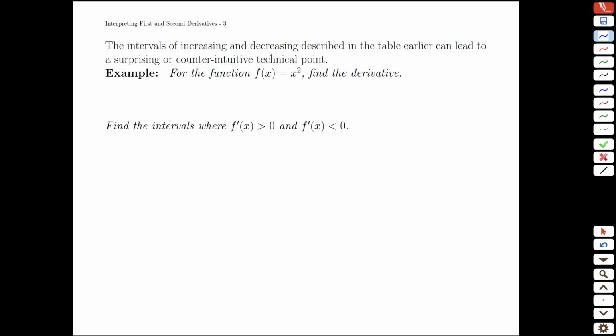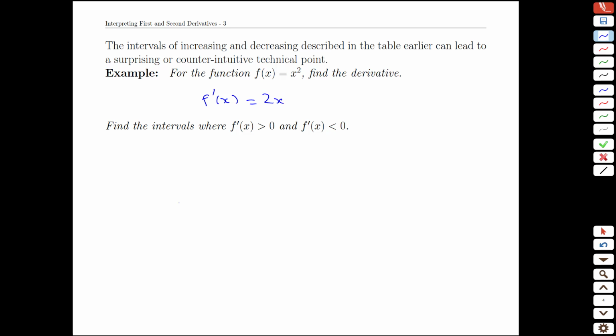Now, there is a little counterintuitive issue here at the transition points. We're just going to dive into this a little bit. Don't try to make too big of a deal of it, though. If you take a look at the function f of x equals x squared, it's fairly straightforward to find the derivative. It is 2x. Bring the power down front and subtract 1 from the power.